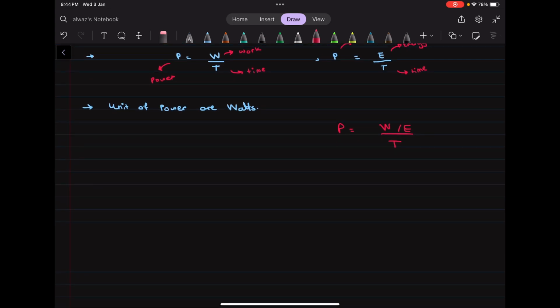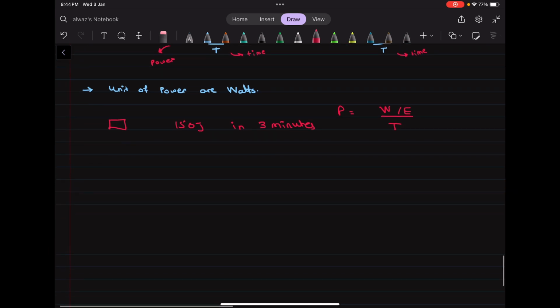So basically, for example, if you have a box and the question tells you that the work done on the box was 150 joules and the work was done in 3 minutes, they might ask you to calculate the power with which the work was done. So you just simply put it in the formula: power is equal to work, which is 150 joules, over 3 multiplied by 60, because you need to convert the time into seconds, and you'll get your answer. So if you simplify this a bit, we get 5 over 6.